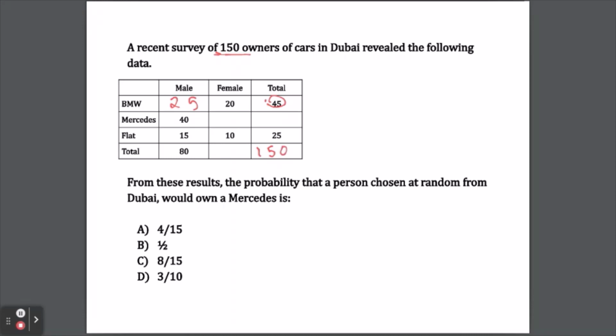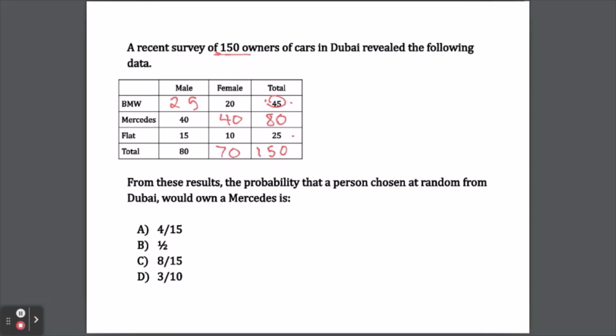And now, you will think of a number that you add these two with that gives you 150, which is 80. And you will think of a number you add with 40, which gives you 80, which is 40. And the same here, you're going to think of a number that you add with 80, which gives you 150, 70. Now that we filled in the table, we're going to solve.